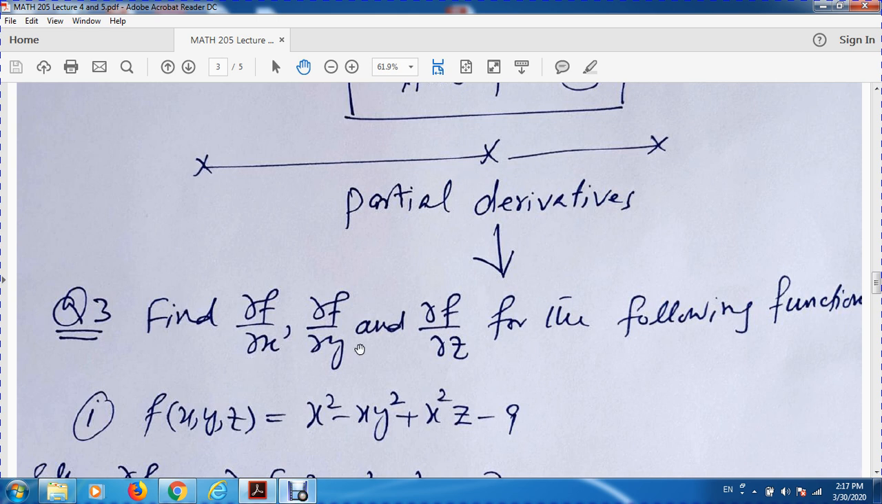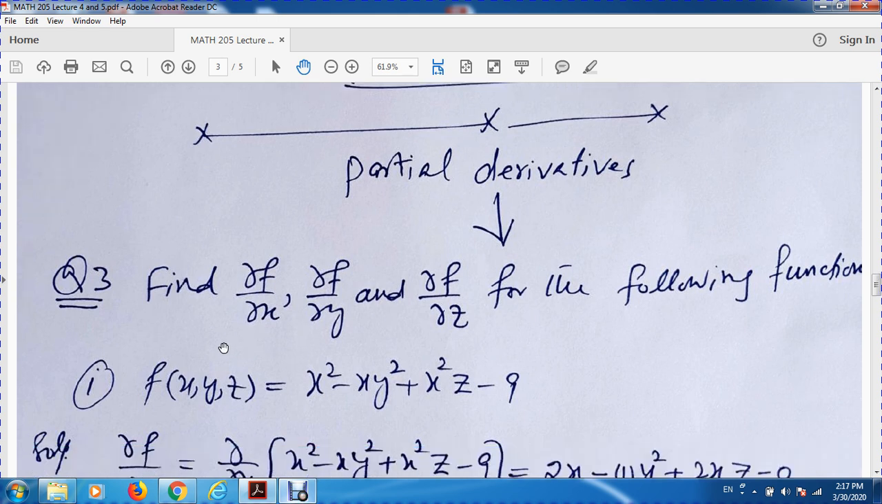Now for lecture 5, find partial f over partial x. This notation is the partial derivative. You know, in calculus 1 you studied the total derivative, that was df over dx. Here this sign is partial f over partial x, partial f over partial y, partial f over partial z for the following function.